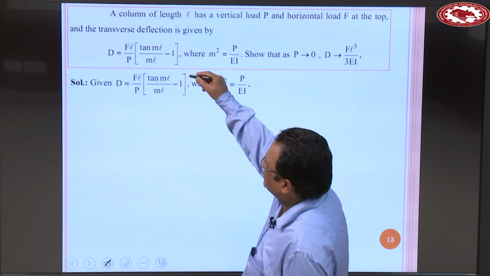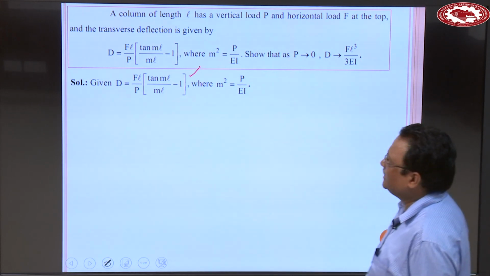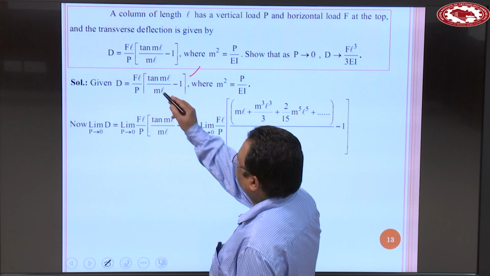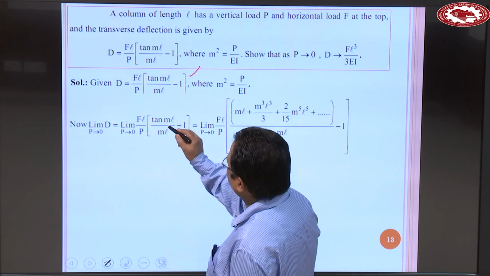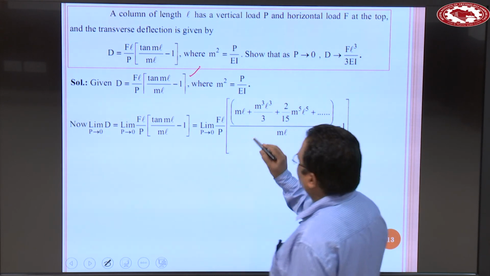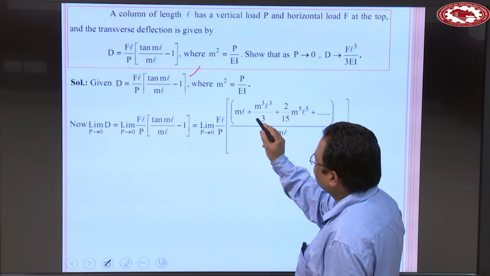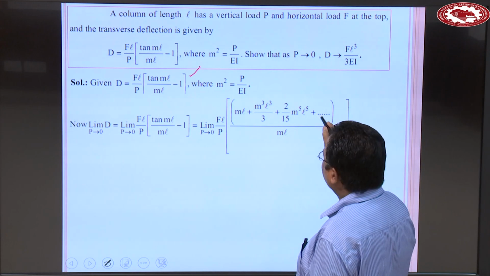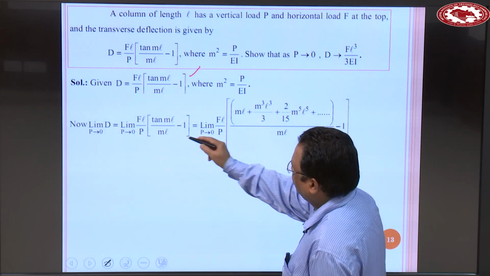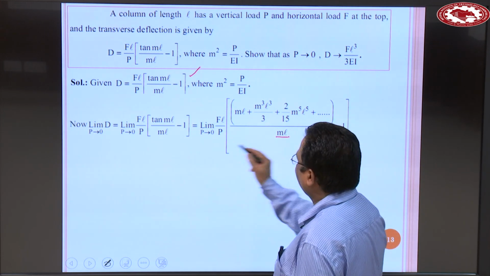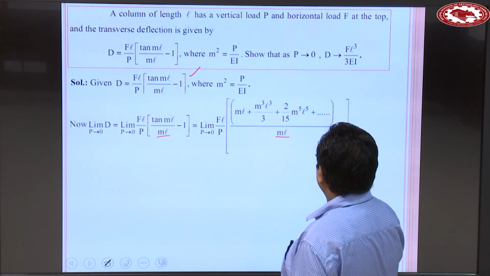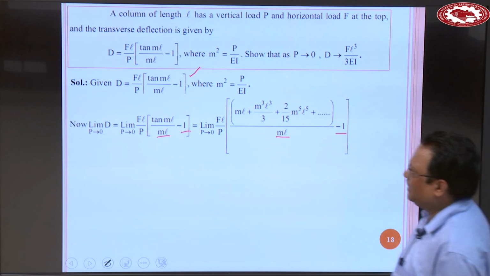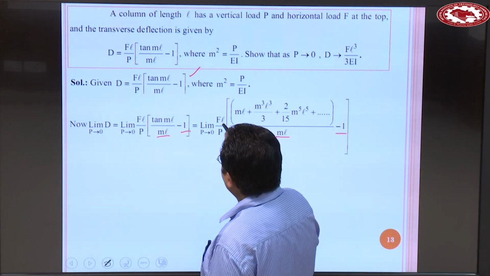So given D is this, where m square is P over EI. Now expand this tan ml. Tan ml is ml plus m cube L cube over 3 plus 2 over 15 m5 L5 plus and so on, this bracket term, divided by ml, minus 1. So you just substitute the value of tan ml, and FL over P as it is.